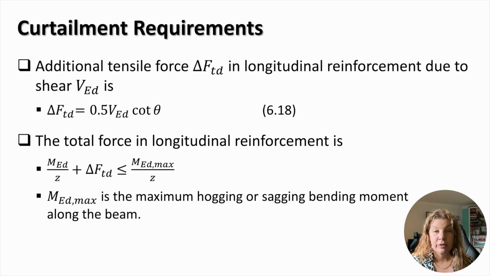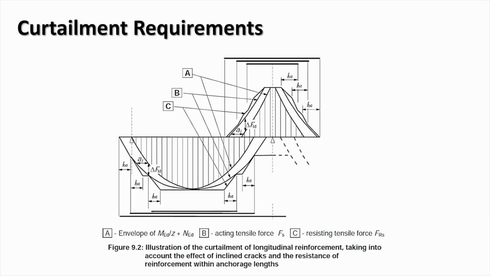The additional tensile force, delta FTD in the longitudinal reinforcement, is calculated depending on the applied shear force VED and the strut inclination angle. The total force in the longitudinal reinforcement is obtained by adding delta FTD to the force developed in the reinforcement due to bending, where the latter is obtained by dividing the bending moment in the section by the lever arm. To understand the effect of the additional tensile force and curtailment requirements for reinforcement, we consider a diagram showing the envelope of tension force in the longitudinal reinforcement.